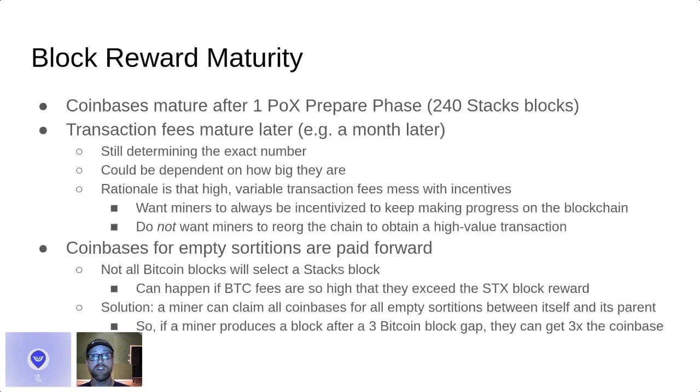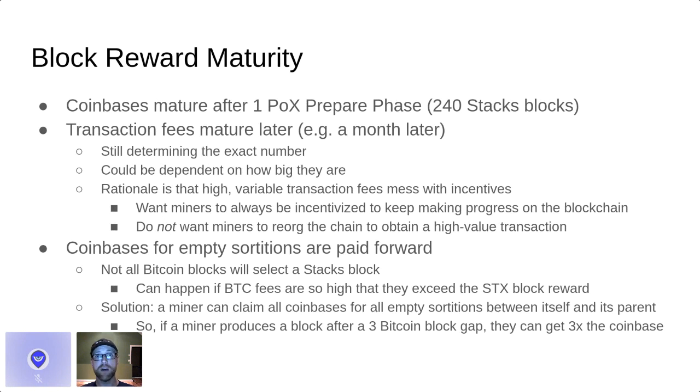Transaction fees don't mature at the same time as Coinbases. In fact, we're still toying with this number, but we're looking at trying to make it so transaction fees mature a month after they're mined, approximately. And the reason for this is that transaction fees can be very variable and they can be very high, in some cases higher than the Coinbase.